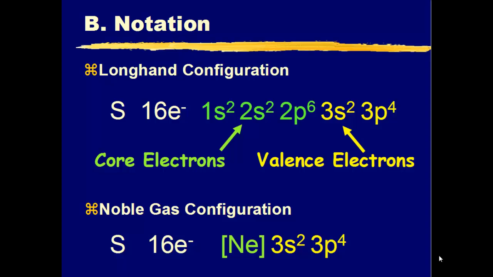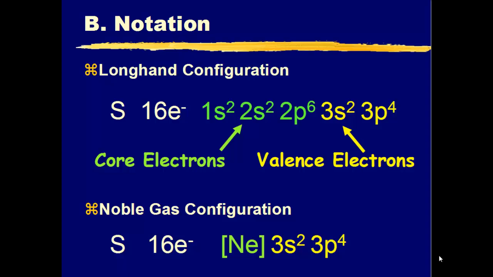Now once you write neon in brackets, you just have to write the rest of the electrons. 3s2 and 3p4 come at the end. So the nice thing about noble gas configuration is that it shows the valence electrons at the end of the configuration.